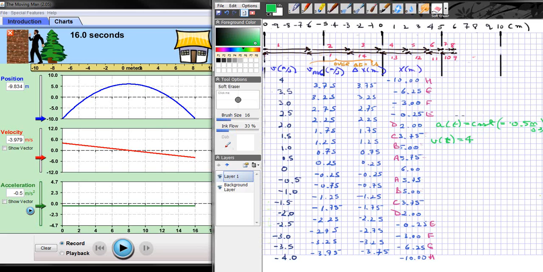Let me write this in general form here. So in general, v is equal to v naught, the initial velocity, plus the acceleration times the time. So in our case, that's equal to 4 meters per second minus 0.5 t. And so this equation would generate all of these v numbers. If you put t equals 0 in there, you get 4. If you put t equal to 1 in there, you get 3.5.